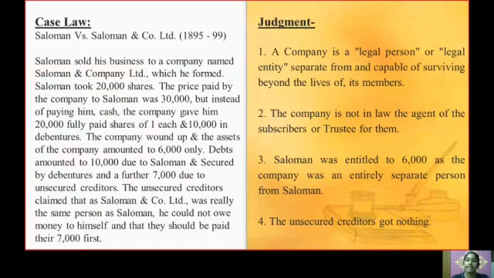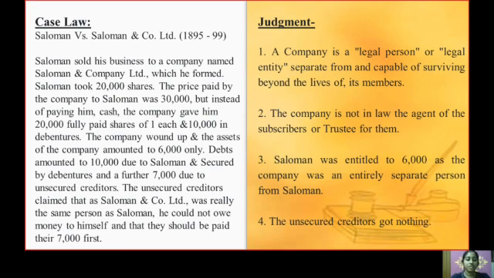A company is a legal person or legal entity separate from, and capable of surviving beyond the lives of, its members. The company mentioned here is Salomon and Co. Limited. This company is not in law the agent of the subscribers or trustee for them. The third judgment is that Salomon was entitled to 6,000 as the company was an entirely separate person from Salomon. And the last one, the unsecured creditors got nothing.